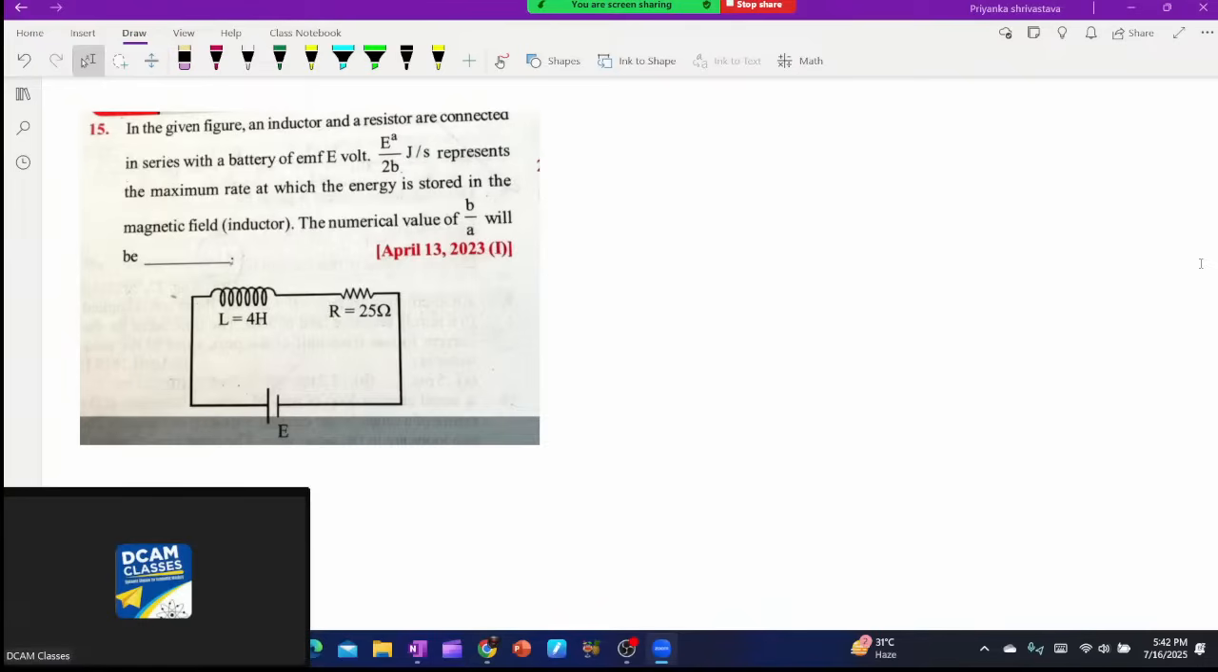The answer is coming as 1. No, not 1. It's A equal to 2, B equal to 2. No. B by A is equal to 25. Sir, is it 25?